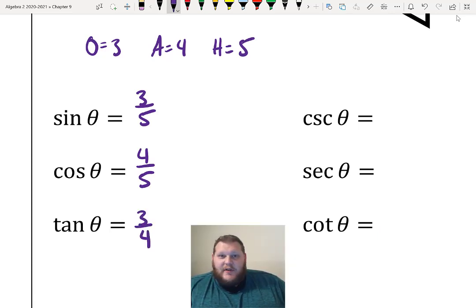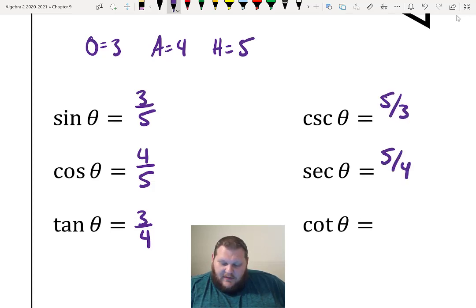And now my reciprocal functions, whether you want to remember them as hypotenuse over opposite, hypotenuse over adjacent, and adjacent over opposite, you can do it that way. But again, they're just reciprocals, so now that I already have these 3 fractions set up, I can just flip them over. My cosecant is 5 over 3, secant is 5 over 4, cotan is 4 over 3, because I'm just flipping over those original 3 fractions. And I'm done. That's all I have to do.